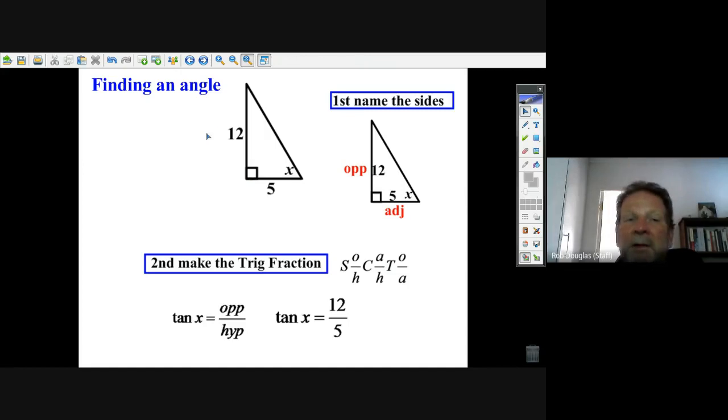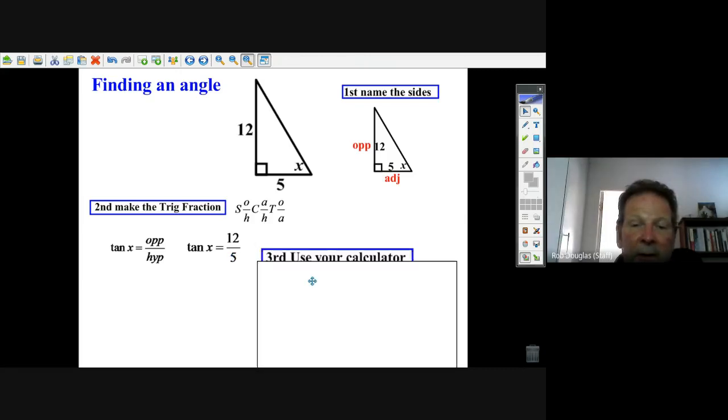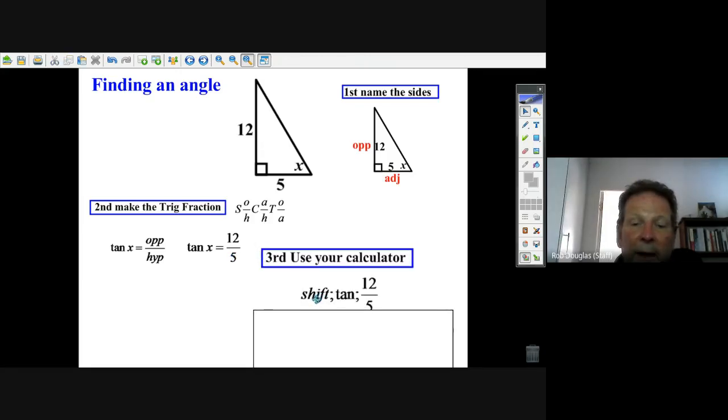Well, now it's just time to get our calculators going. We've got that the tangent of x is 12 over 5, and all we have to do is ask our calculator what angle fits with 12 over 5. All you do is press shift, tan. It's called tangent inverse. It looks up the angle that fits with this ratio. Your calculator knows the angle that fits with this ratio, and it's just going to tell you. Go shift, tan, put in 12 over 5, and then press equals, and there's your answer.